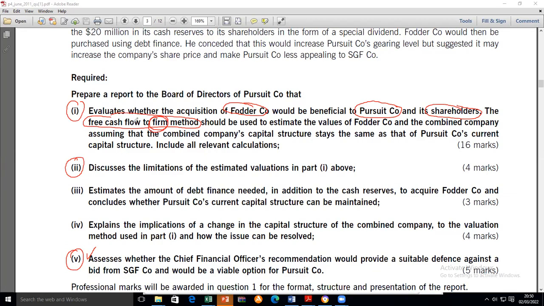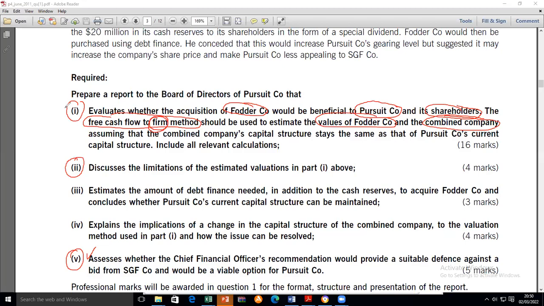We're talking about cash flows from which we have not removed the interest payable to bondholders. Here, we have been told about the method to use. The free cash flow to firm method should be used to estimate the values of Fodder company. They want you to find the value of Fodder company and also the combined company. So there's valuation needed here, assuming that the combined company's capital structure stays the same as Pursuit company's current capital structure.